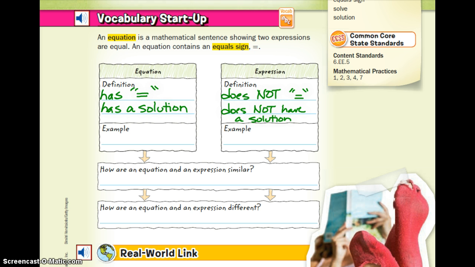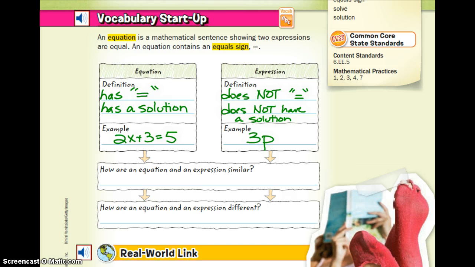So let's write an equation down. 2x plus 3 equals 5. Notice it's an equation because I can solve for it and it has an equal sign. Come over here and write 3p. Do we know what p is? We have no idea what p is, so we cannot solve for it.